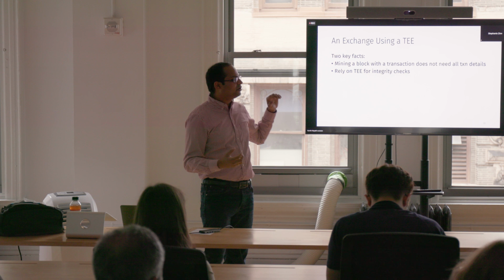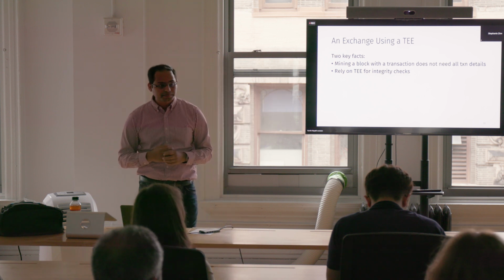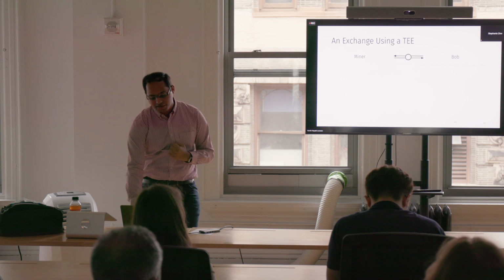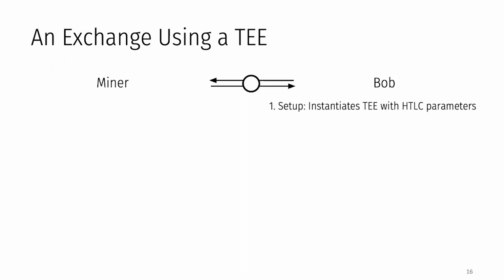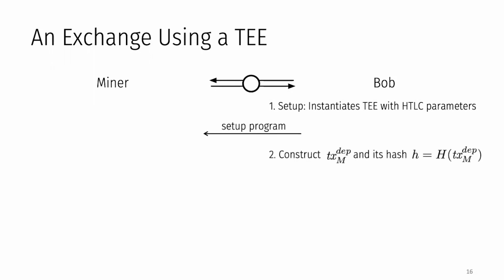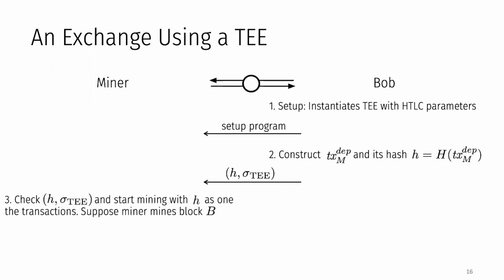The question is, how does the miner trust the fact that whenever it receives this hash, it is actually formed correctly? For that, you can rely on a trusted execution environment or some sort of a zero knowledge proof to perform some sort of integrity checks. So how will this proceed in practice? They would first set up a program on a trusted execution environment which instantiates this TE with the HTLC parameters. This would be shared with the miner. Subsequently, Bob would construct TX DEPM, compute its hash, and send this hash along with an attestation from this TE saying that he has done it correctly. The miner can verify that this hash has been constructed correctly and start working on the block.